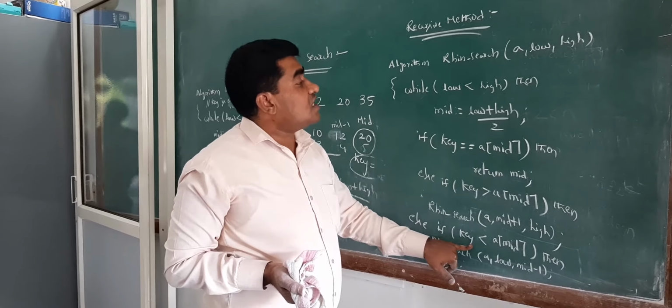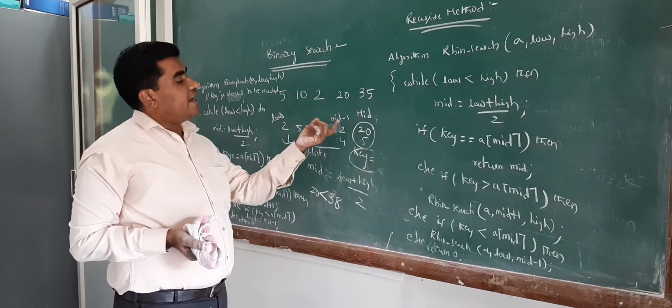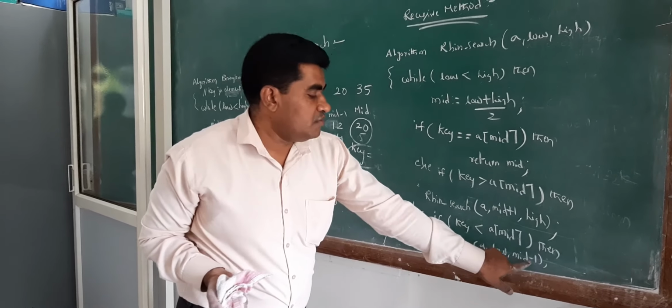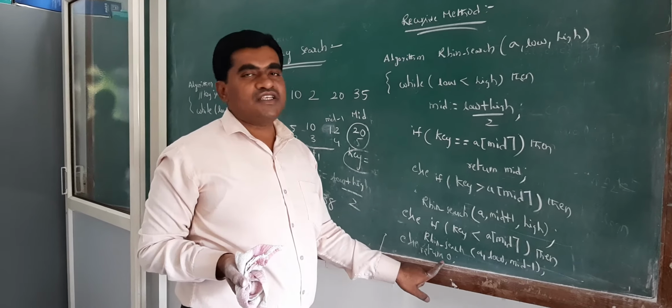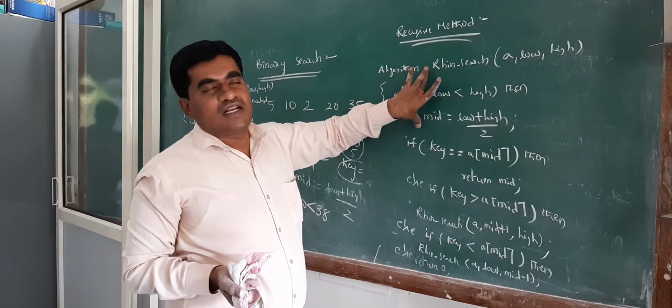Suppose the search element is lesser than the mid value, then the sublist starts from low and ends at mid minus 1. So the same thing we are writing, low and mid minus 1. Otherwise the element is not found. This is the recursive method for binary search.